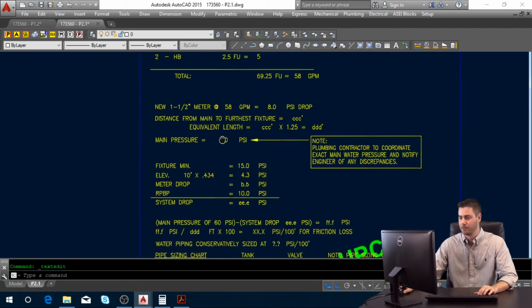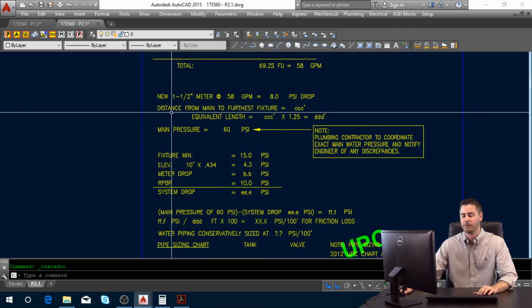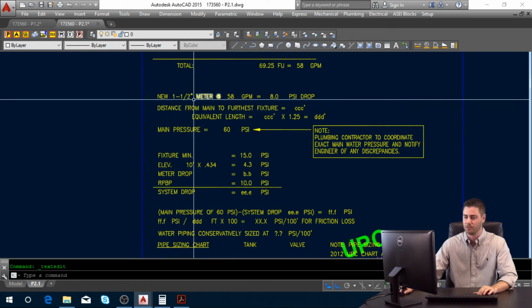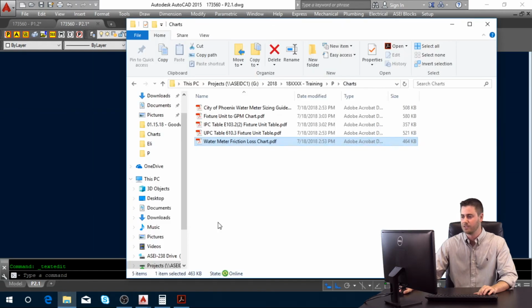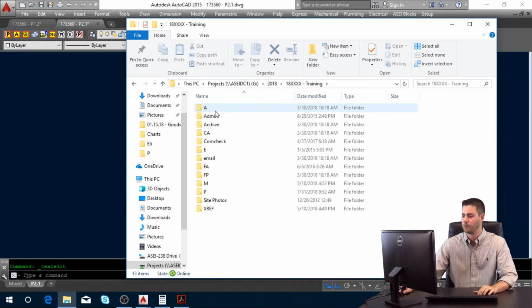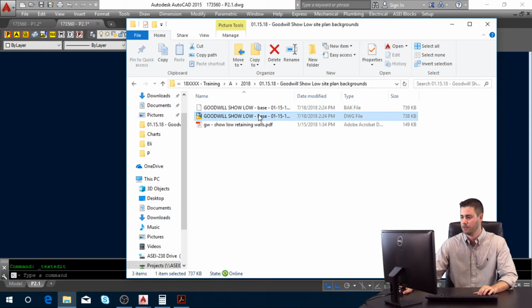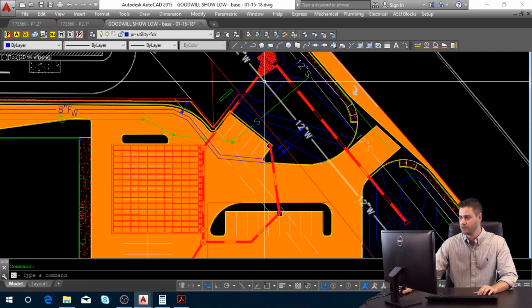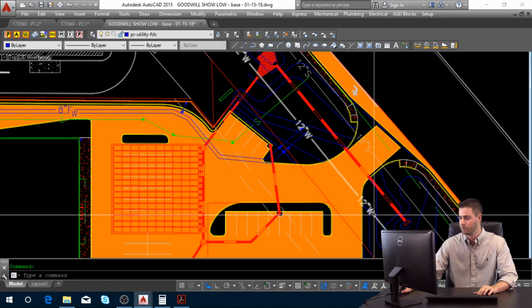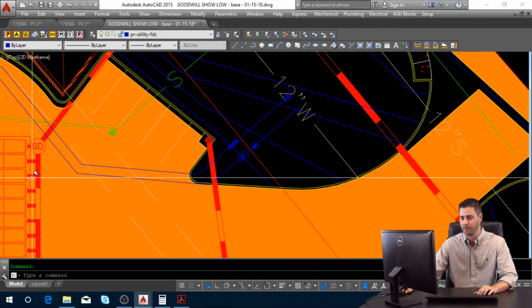The next step is to determine your maximum distance from the street main over to your furthest fixture away. You'll do this by finding the civil plan or the site plan that shows our building relative to where the street is. In this case, it was already provided to us. So when you're doing this, you find your main water over here in the street. So we have our 12-inch main, and our water is tapped off of this.